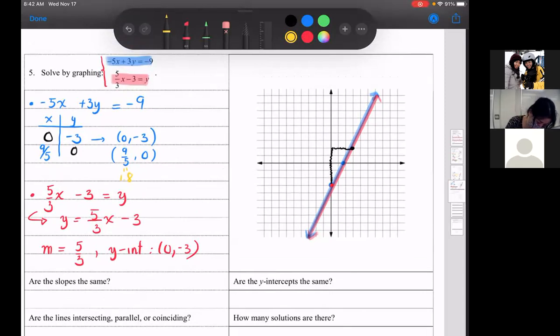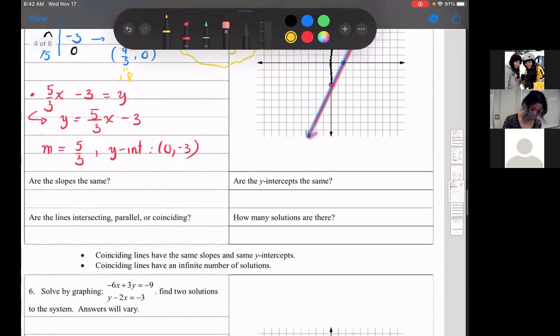Let me show you. You don't have to write this now. Maybe I'll solve this for you. I'm gonna add 5x both sides. So 3y equal 5x minus 9. Divide both sides by 3. So y equal 5/3 x minus what? 3. So this one implies m equal 5/3. Yeah, slope the same.